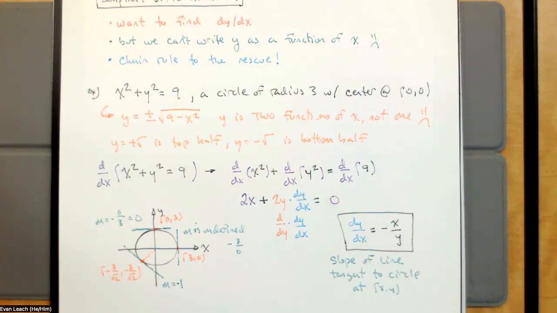This is called implicit differentiation. It's what we do to find dy dx when we have y and x related to each other in an equation, but I can't separate them out into a function. Or it's going to be inconvenient to separate them out into a function, because I'd have to use 2 functions. Plus, if I took the derivative here, it's going to be minus 1/2 times 9 minus x squared times negative 2x.